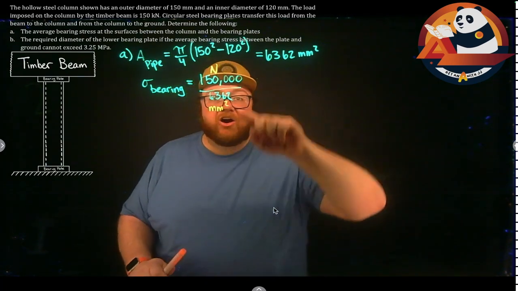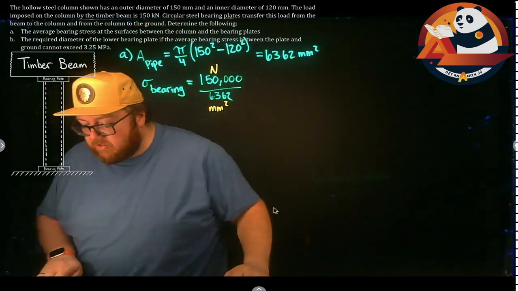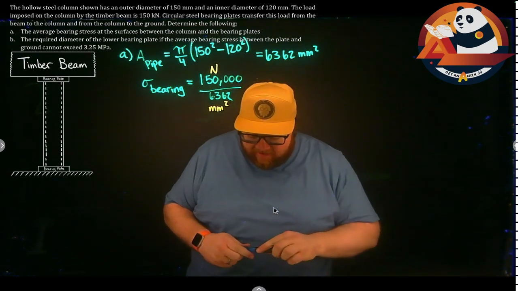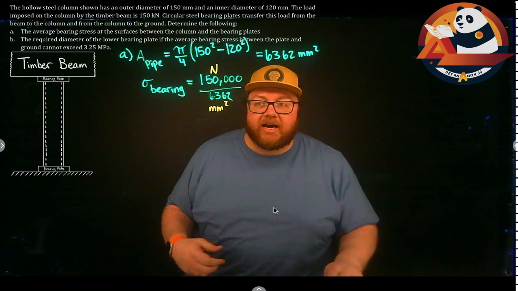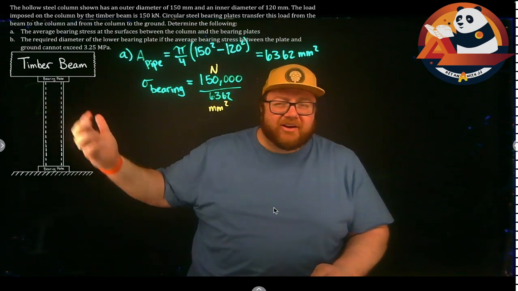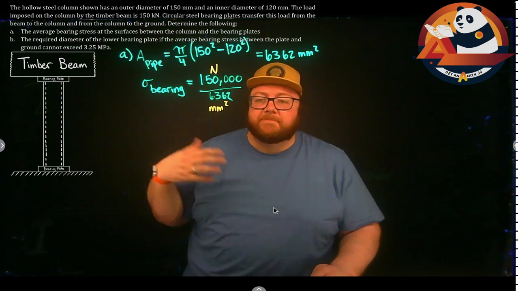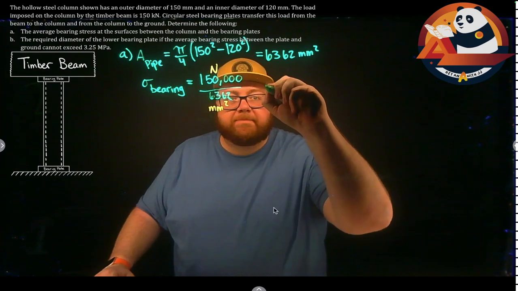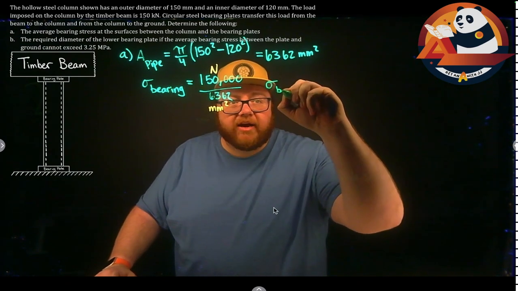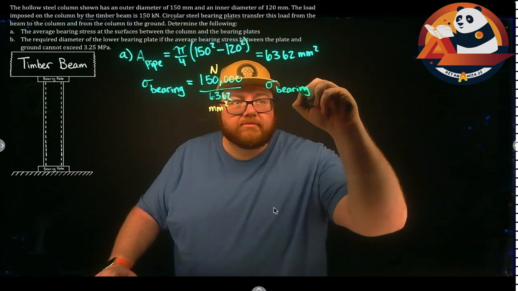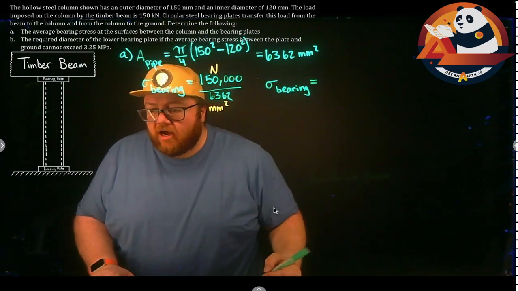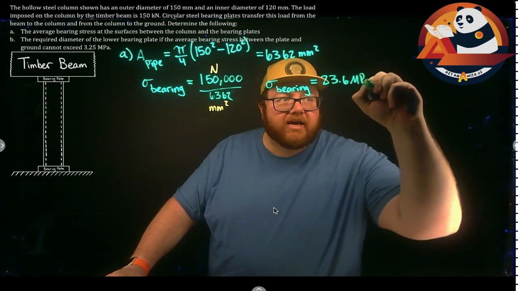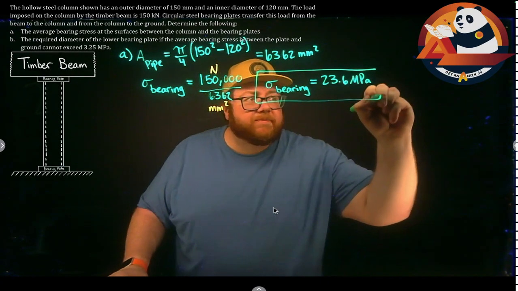When in doubt in SI, always do newtons per square millimeter. We could do this other ways, but this will always get us megapascals coming out. If we don't have to juggle units in SI, this is the one time where SI units are kind of weird to get from newtons and millimeters squared to pascals. Just stick with newtons, millimeters. We get megapascals every time. So my bearing stress, sigma bearing, is going to work out to be 23.6 megapascals, MPa. And that'd be my answer to part A.